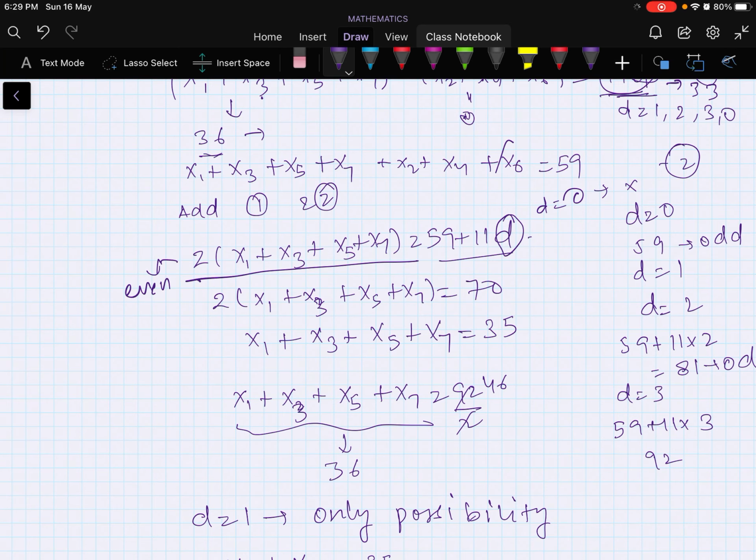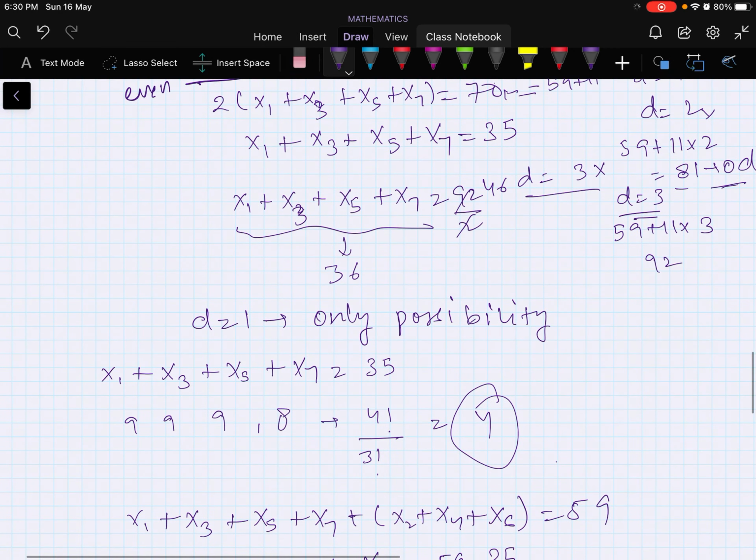So to make it even, only two cases are possible, d equals 1 and d equals 3. As you can see, if you take d equals 1, then 59 plus 11, that is 70, will come. If we take d equals 2, then 59 plus 11 into 2 is 81, which comes odd, right? So we can reject d equals 2. For d equals 3, it is 59 plus 11 into 3 equals 92. If we take 92 here, then x1 plus x3 plus x5 plus x7 must equal 92 upon 2, that is 46, but the maximum they can go up to is 36. So d equals 3 will also get eliminated. So d equals 1 is the only possibility here.